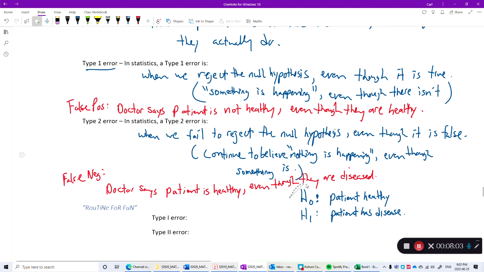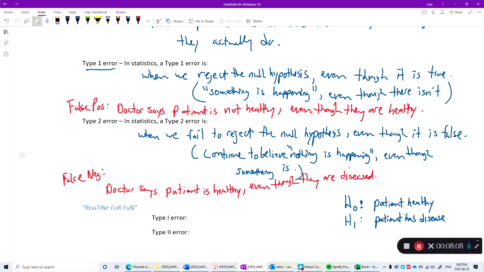But I find it helpful to think that type 1 is like a false positive. Another way to put this is that type 1 is an overly hasty conclusion. We're saying, oh, you have the disease, even though we shouldn't have leapt to that conclusion so easily. So type 1 is a kind of hasty error. A type 2 is a kind of overly cautious error. Type 2 is saying, no, I don't think anything's going on. I think you're healthy. Nothing's happening, even though there really is something going on.